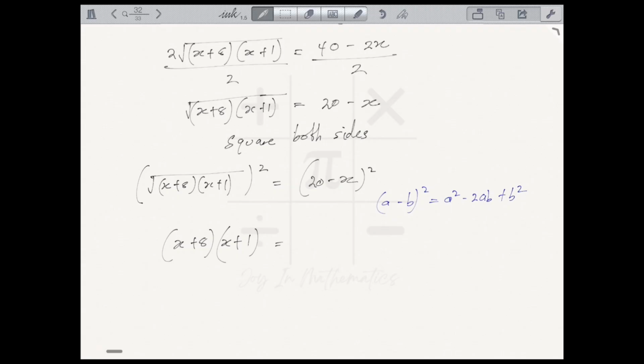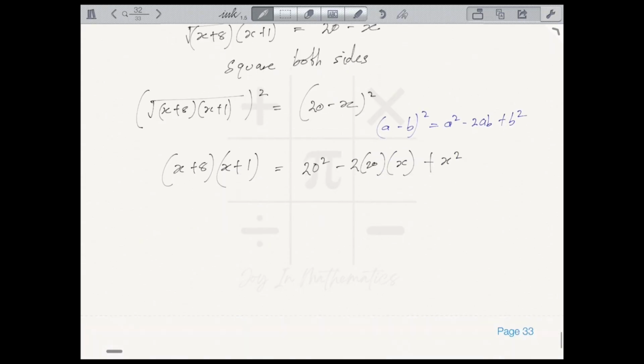Now if you square the left hand side, we'll have this. If we square the right hand side, we'll have 20 squared minus 2 into 20 into x plus x squared. Now we can say there is no longer a square root of any kind here. No square root, no nothing. So now we can simplify.